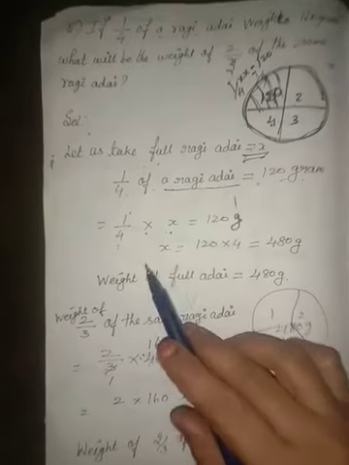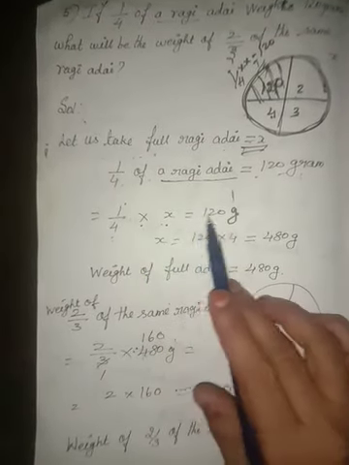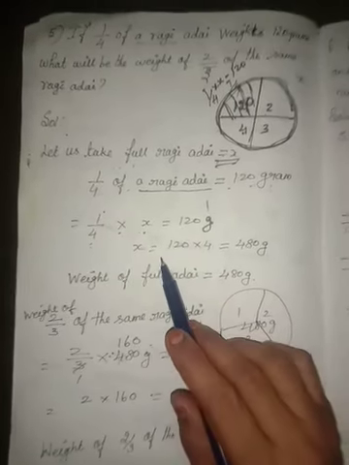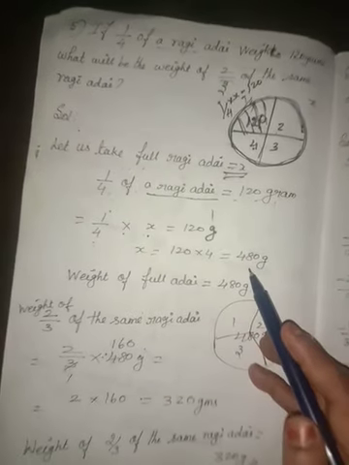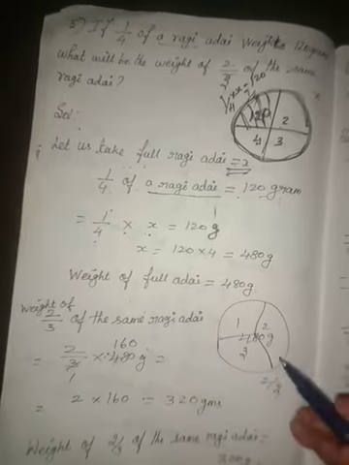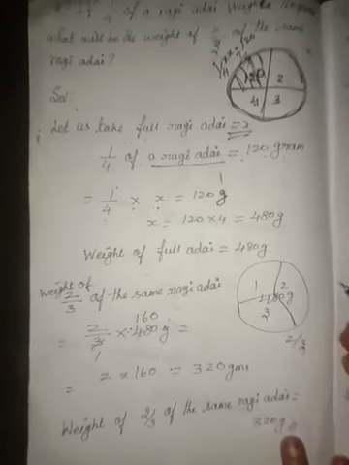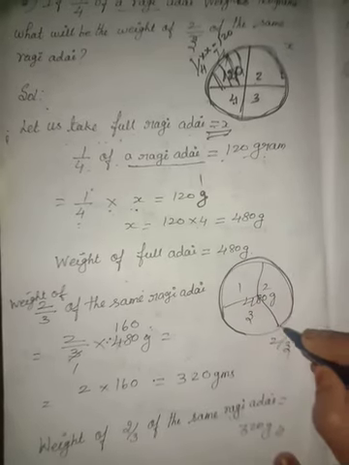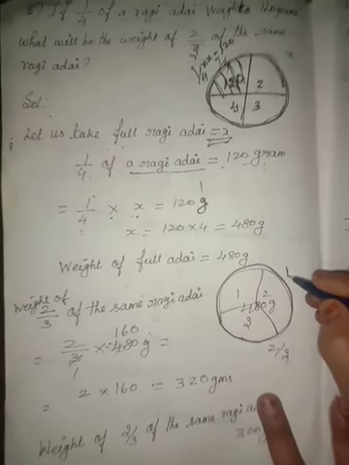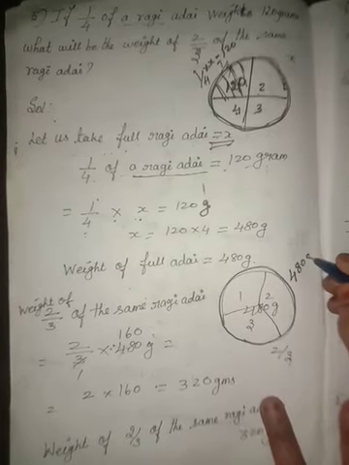So x is equal to, interchanging the values on the right hand side and left hand side, we get 120 into 4, we get 480 gram. The weight of the full ragi vada is equal to 480 gram. Look here, the total weight I found. The total weight of the ragi vada is equal to 480 gram.